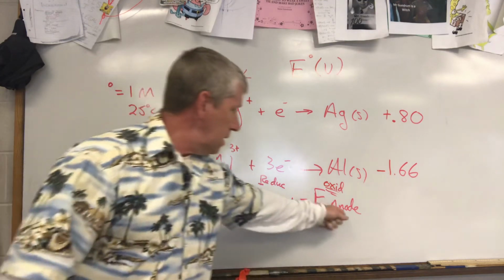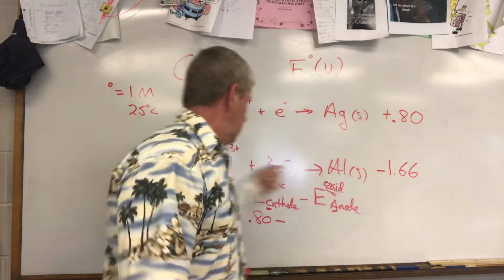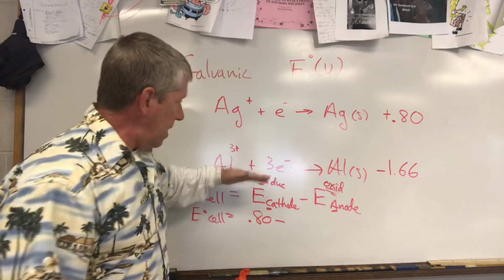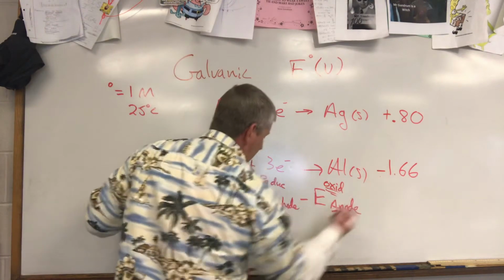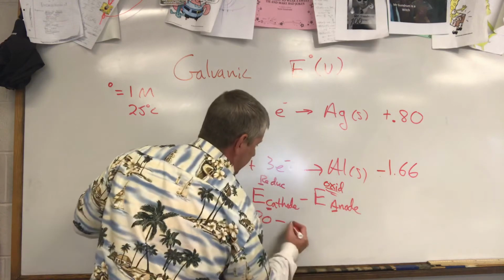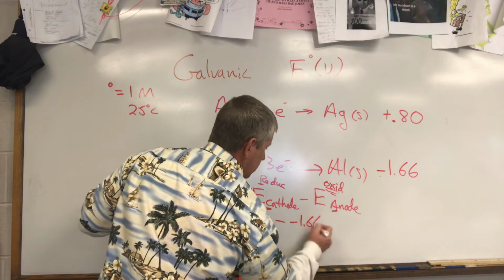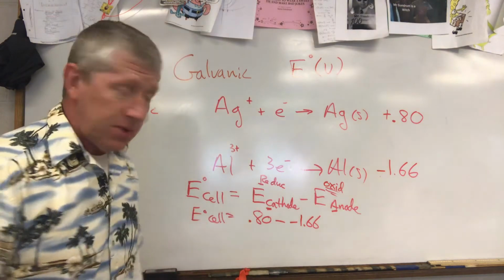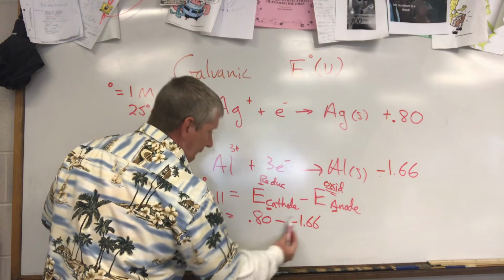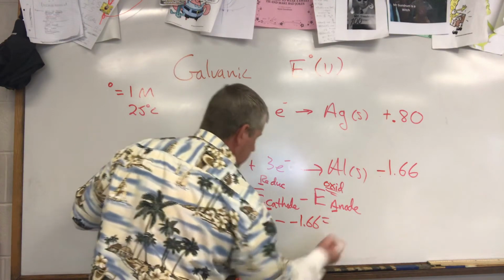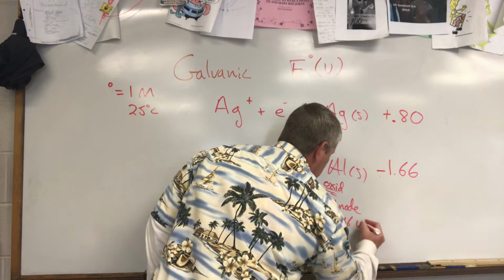Minus the value from the reduction chart that goes along with oxidation. If you're lower down, you're getting oxidized. Aluminum gets oxidized. So we subtract negative 1.66. All right, do the math on this. This is going to be adding, so 0.8 minus, or adding, 1.66. This comes out to be 2.46 volts. This is volts, remember.